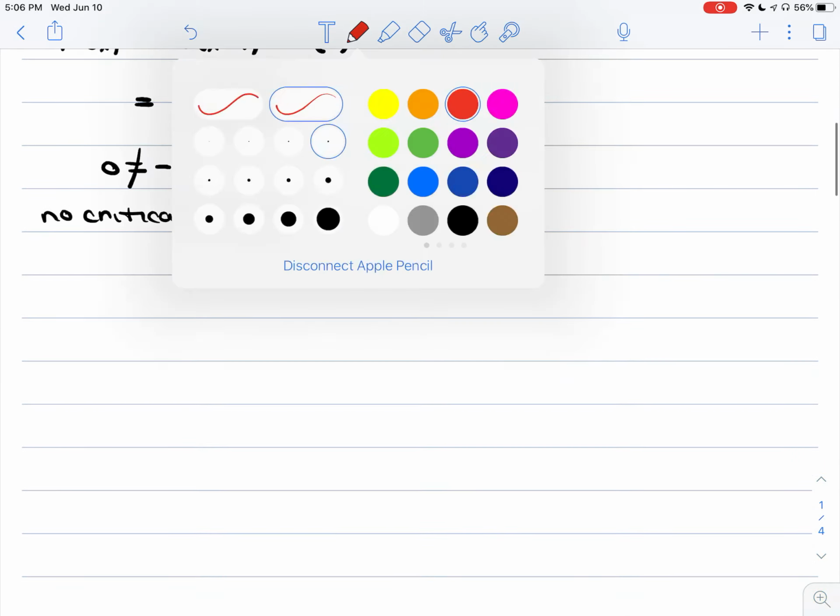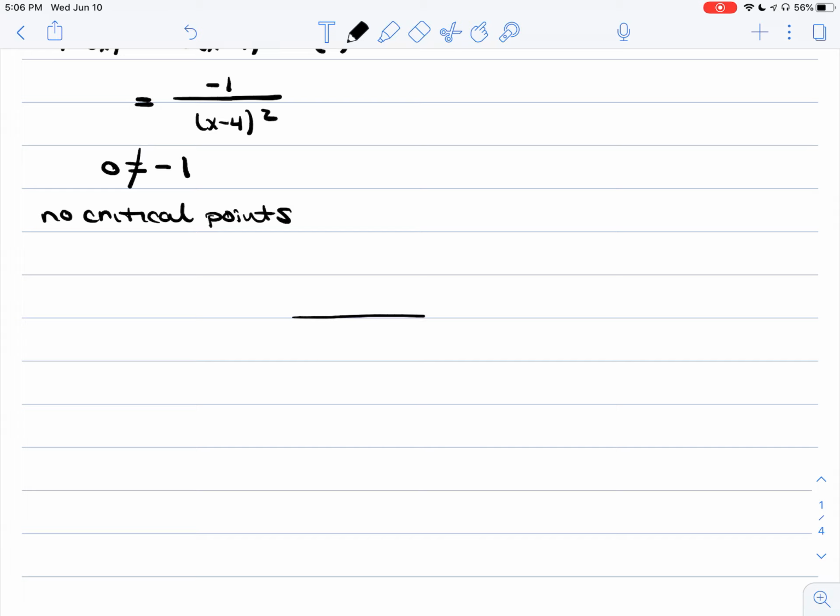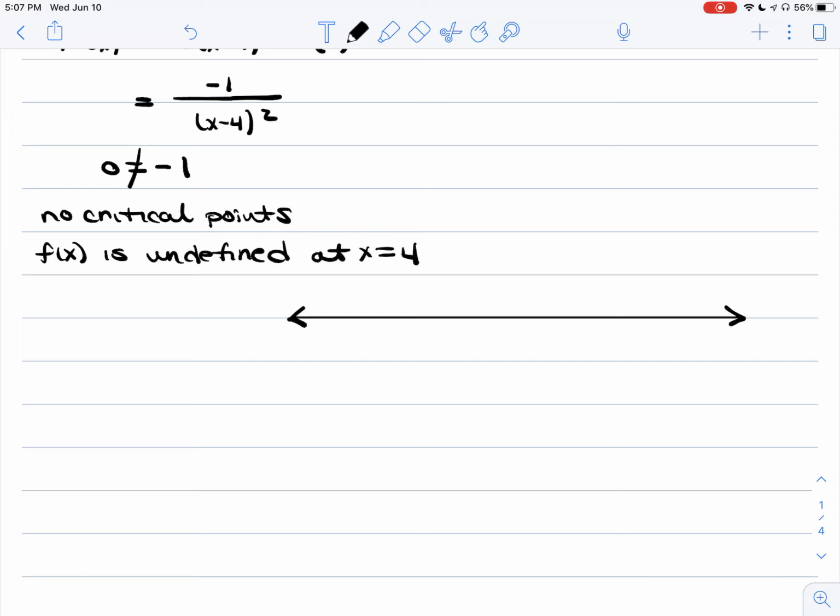So although we don't have any critical points, we're still going to make a number line for our first derivative test. And we're going to put on there where f of x is undefined, and we said that was at x equals 4. All right, so that was a vertical asymptote. So let's go ahead and do our number line like usual. Pick our test values on either side of 4. Just go with 3 and 5.